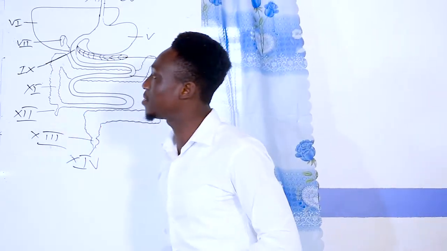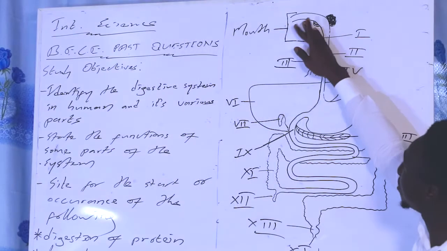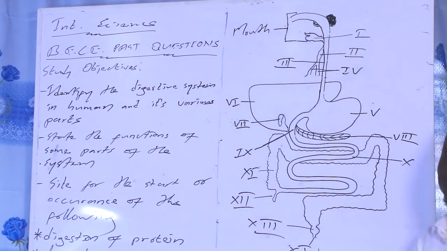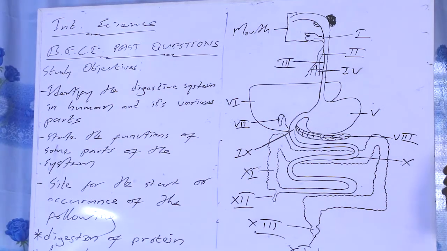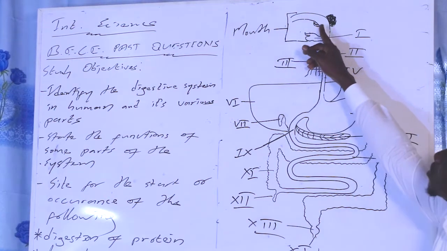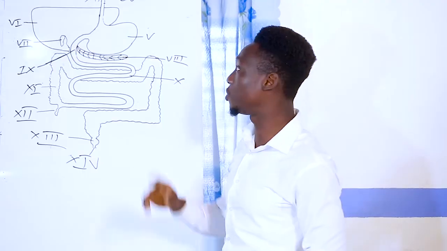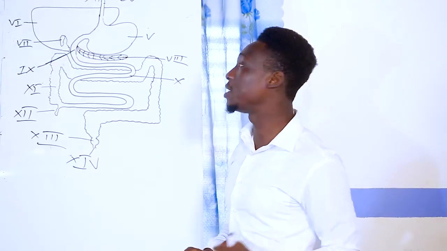The next one says to state the functions of some parts of the system. That means we should be identifying the parts we have, and then go ahead and state the functions of the various parts of this digestive system. From what we have here, we can see this whole part here is the mouth, or what we shall call the buccal cavity, okay? So we have this to be the outlet of a tube that we are going to identify later.